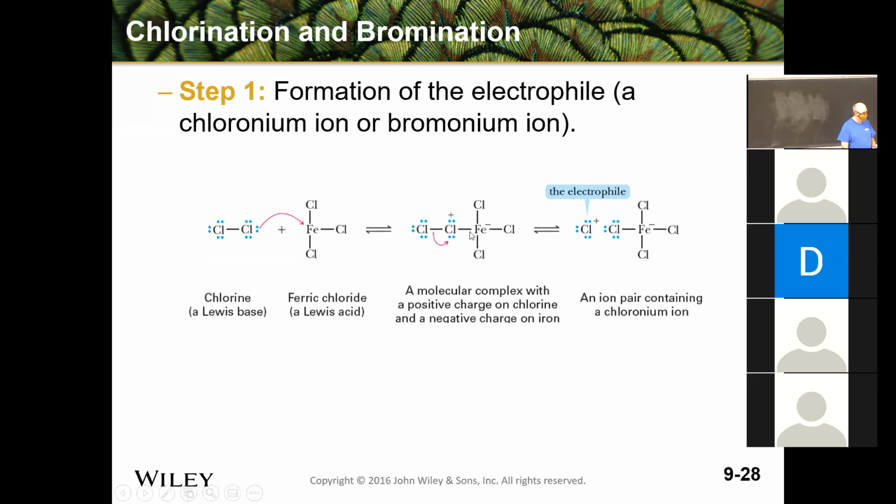Forms this bond here. Iron carries a negative charge. This chlorine carries a plus charge. And then we have a somewhat unusual dissociation, and that is this bond will break heterolytically, and that gives us a Cl plus ion. Cl plus is now our electrophile.